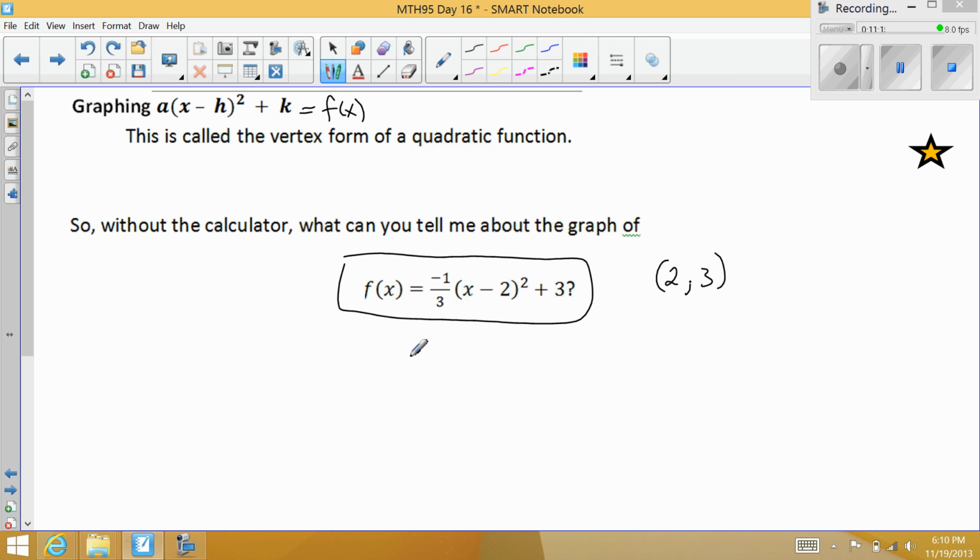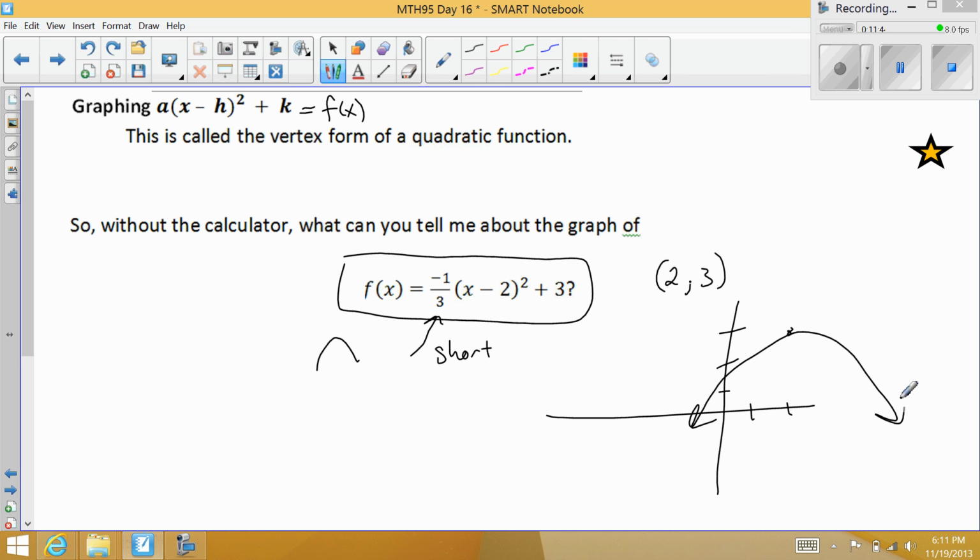The -1/3 here tells us two things. Because it's a negative value, it's going to be flipped upside down. And because we're multiplying by a fraction, it's going to be a short function, or wide, if you want to think of it that way. And so I can make a rough sketch of the graph just from looking at the equation. I know the vertex will be at (2, 3). It's going to be upside down, and it's going to be kind of a wide graph. Go ahead, put it into your calculator and compare. I'm sure it will look much nicer than what I just drew here. But again, it should have the vertex at (2, 3), be flipped upside down, and be a wide graph.